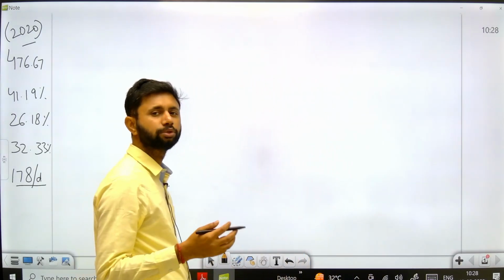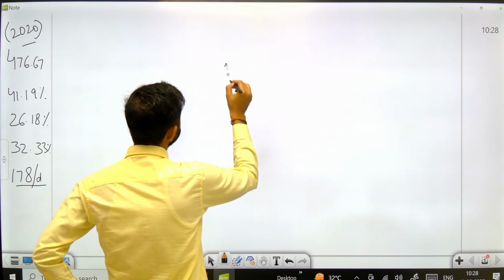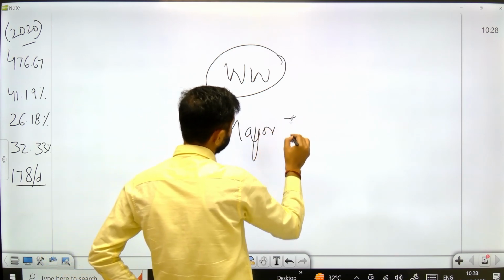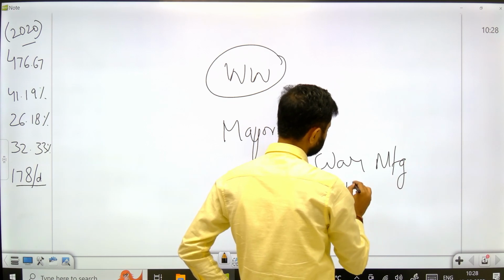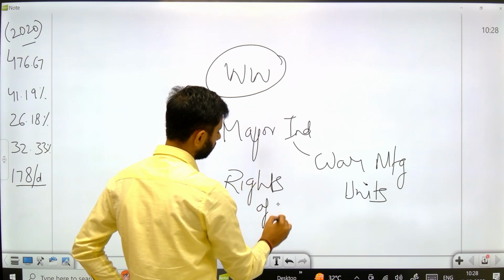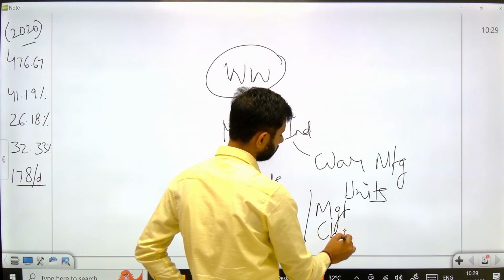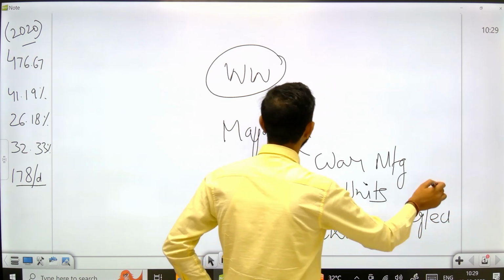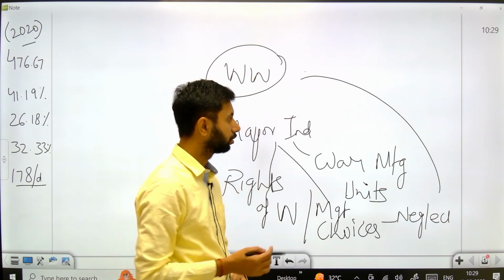Suppose we want to understand how global conflicts affect industrial relations. We can talk about incidents from the World War. All the major manufacturing industries were converted into war manufacturing units. The rights of workers and even management choices were neglected because at that point of time primacy was given to winning the war. In this manner, see how the government's relationship with workers and management was changed because of global conflicts.